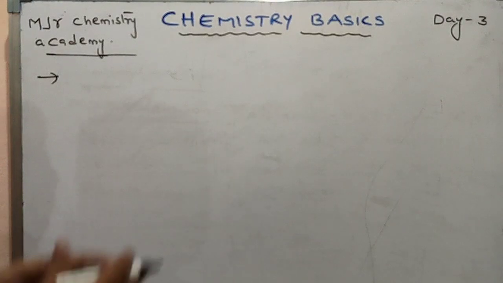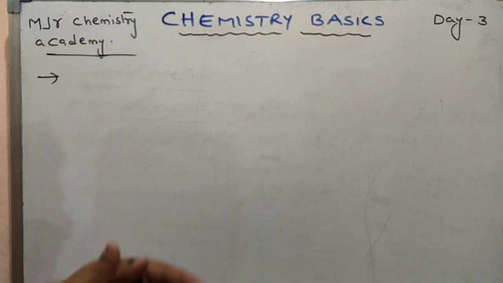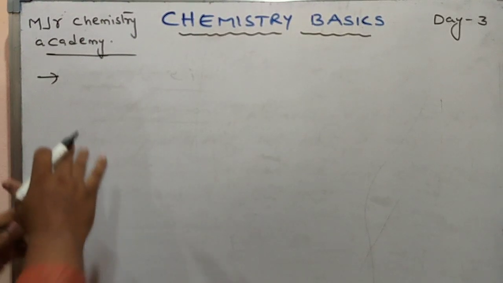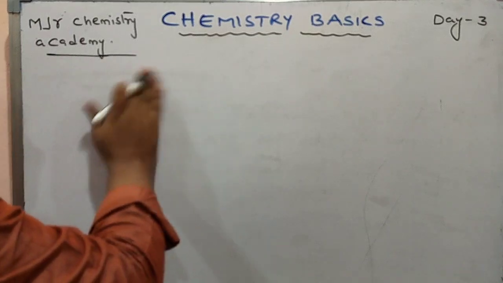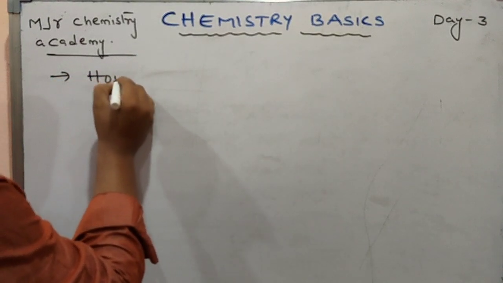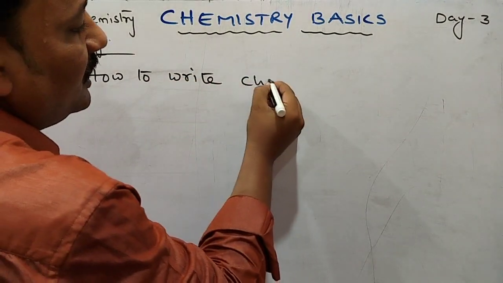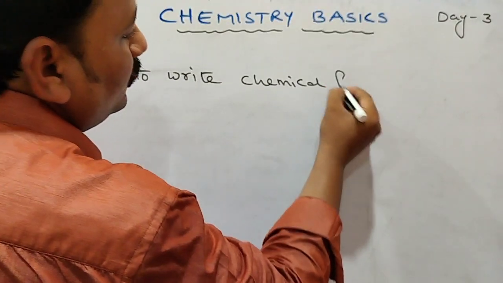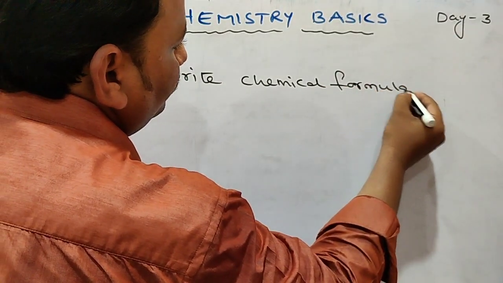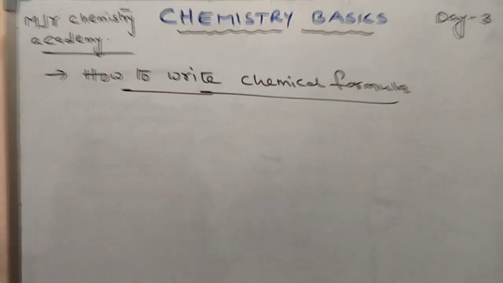Another concept is that some compounds can be dissolved in solutions and dissociated as ions. This is the ion formation concept. Now we are coming to how to write a chemical formula.